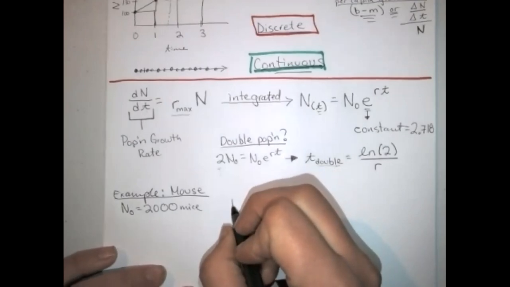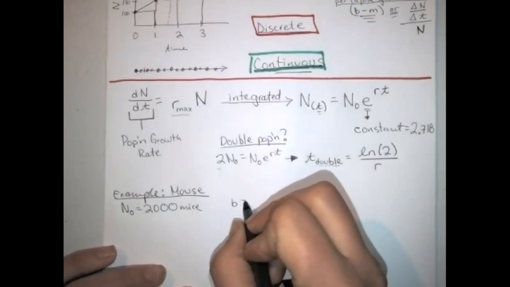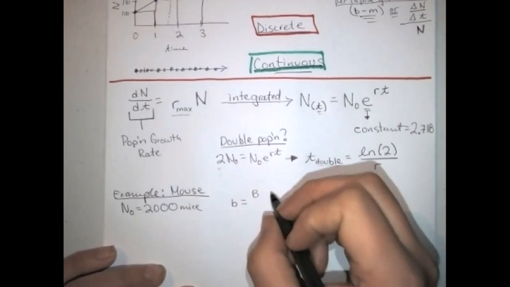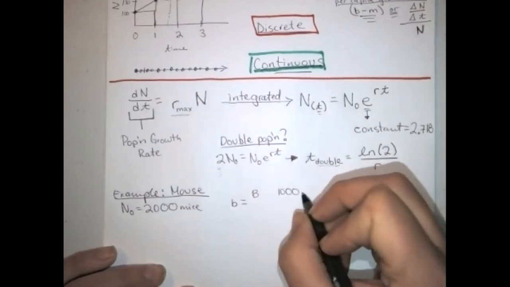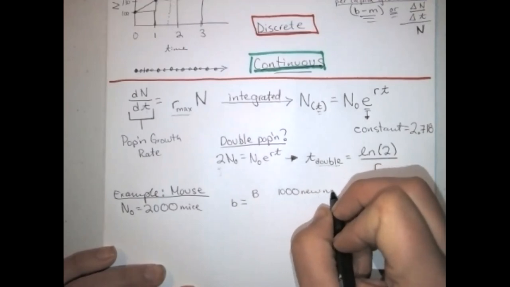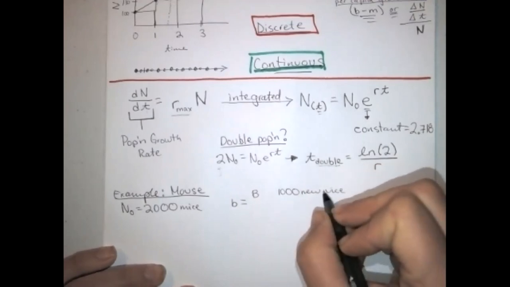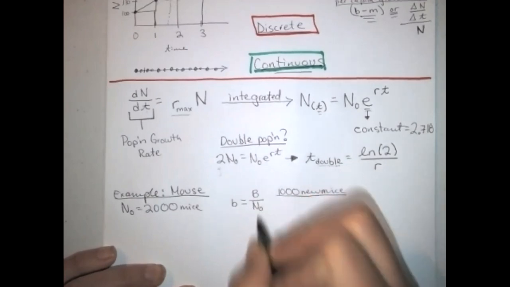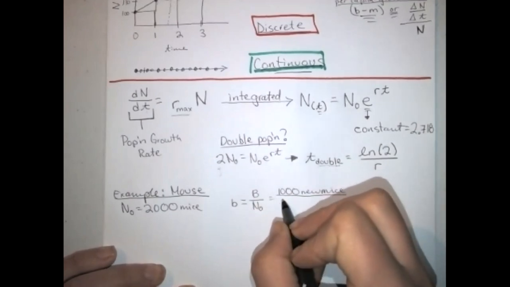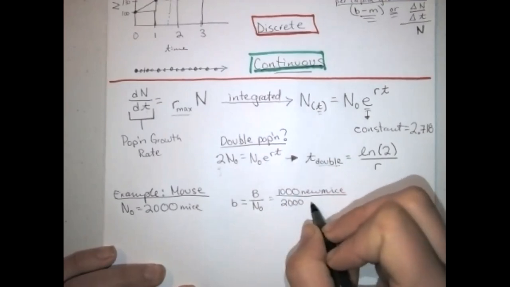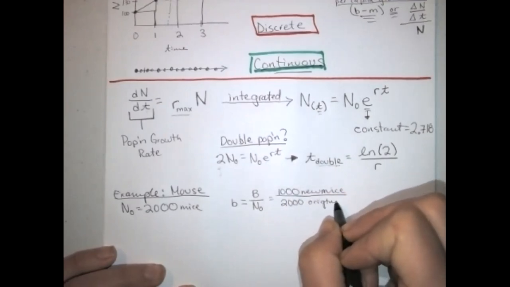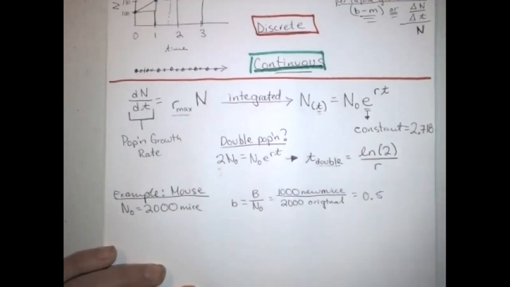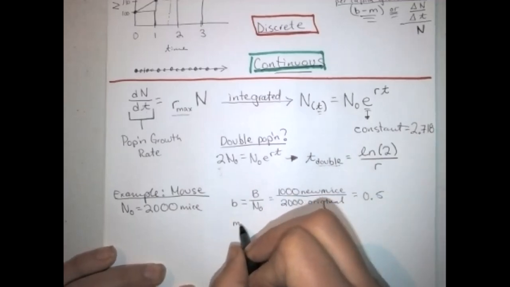Okay, so we can calculate B, the birth rate, by using the number of births, 1,000 new mice, right? 1,000 births, mice, not nice, over the initial population. So that'd be 2,000 original mice. All right, and so the birth rate would be 0.5. Okay. We can do the same with mortality rate.